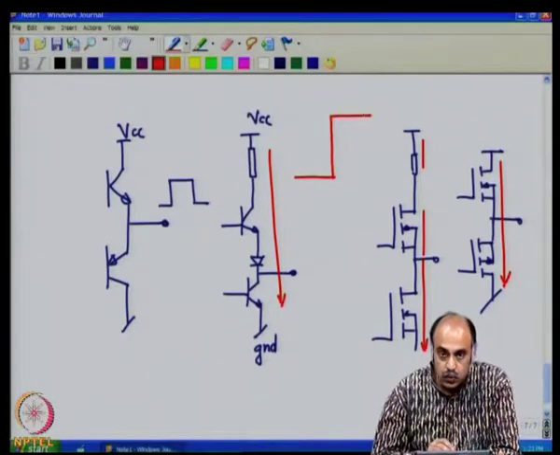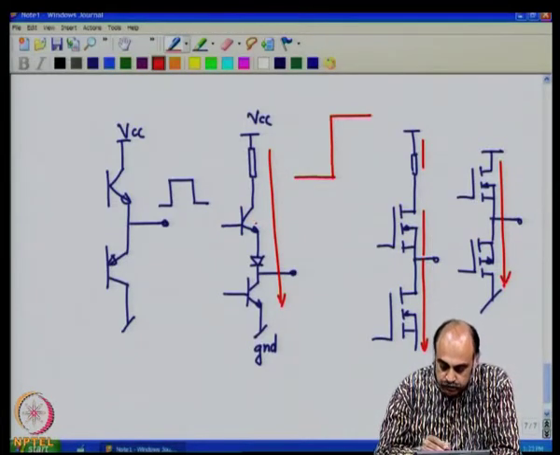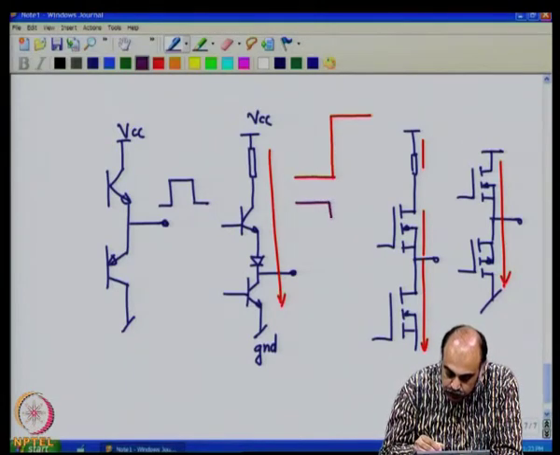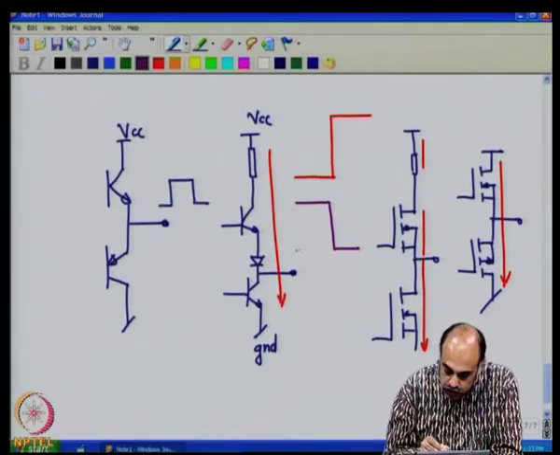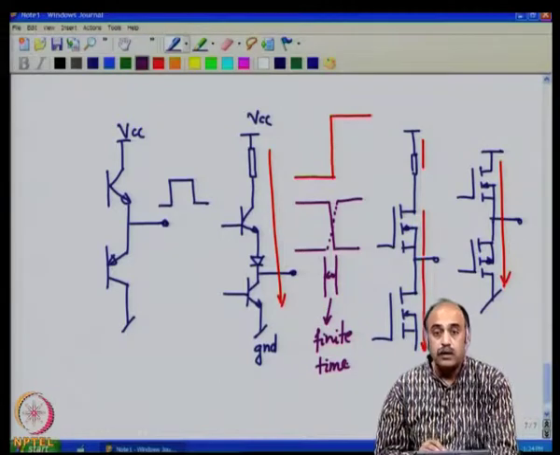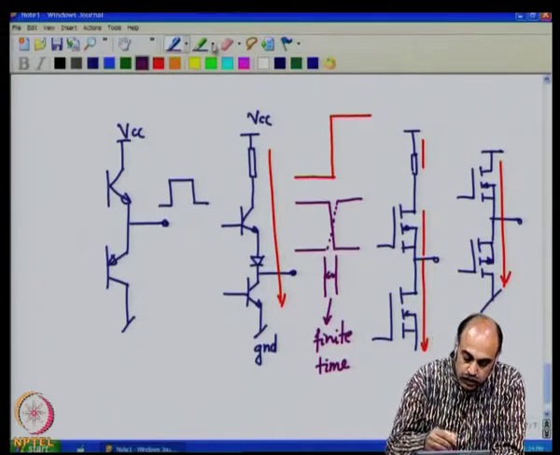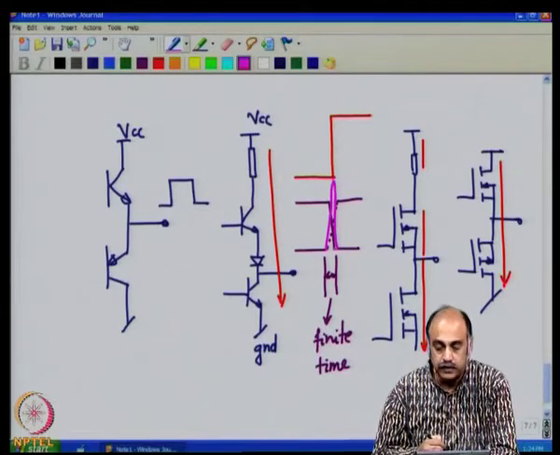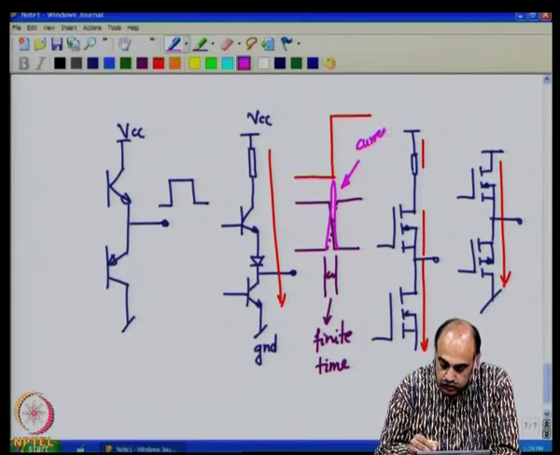So, during transition, you have a transition from low to high. At every such transition, the top switch, let us say for example, which is turning on, goes from a high resistance state to a low resistance state, and the bottom switch is going from a low resistance state to the high state. Now, this transition period is finite time. And during this time, you can have quite a large current spike like that. Now, this is your current spike.